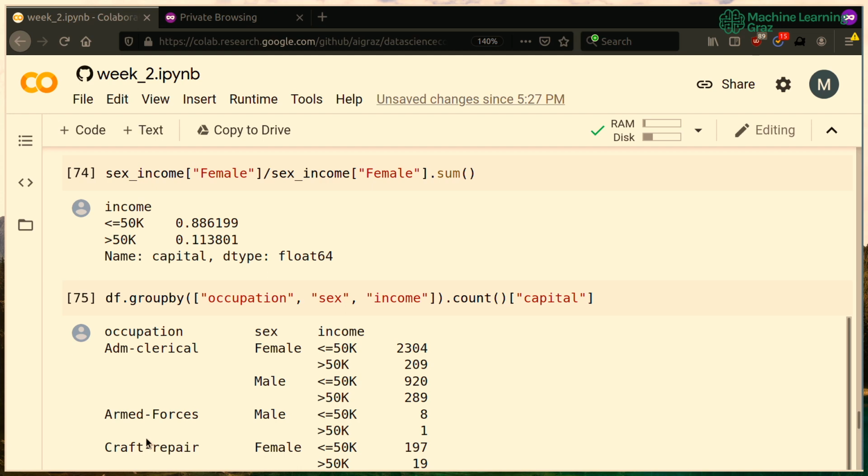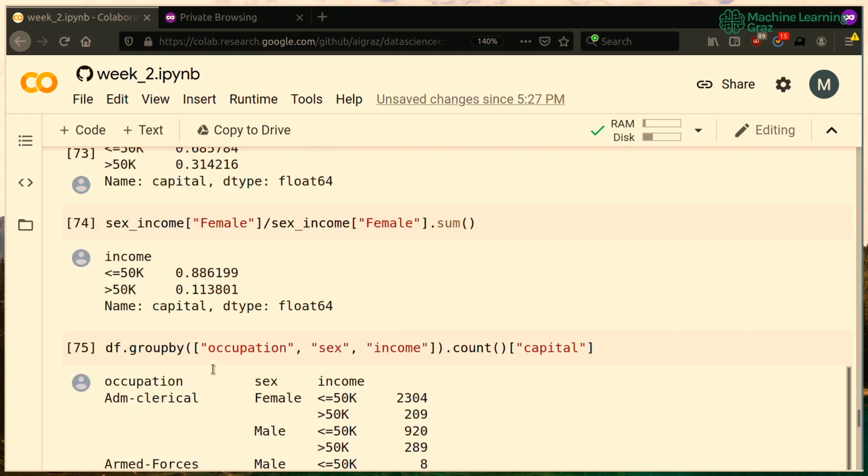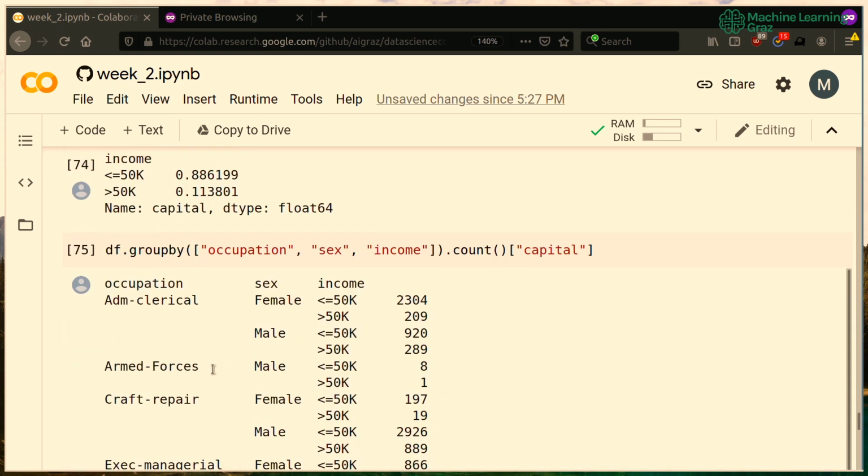Okay, so this looks fine. But again, these are numbers. We need some ratios. It's a bit confusing. So for this, I think I'm going to write a function which automatically gives me the ratio. We have so many indexes.